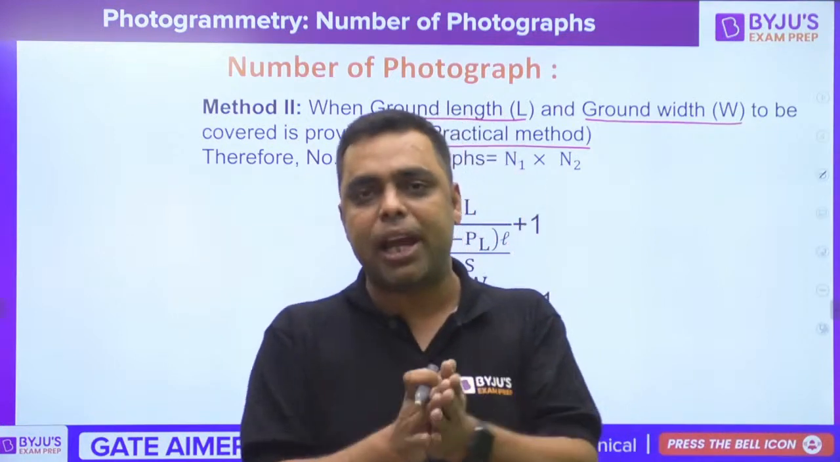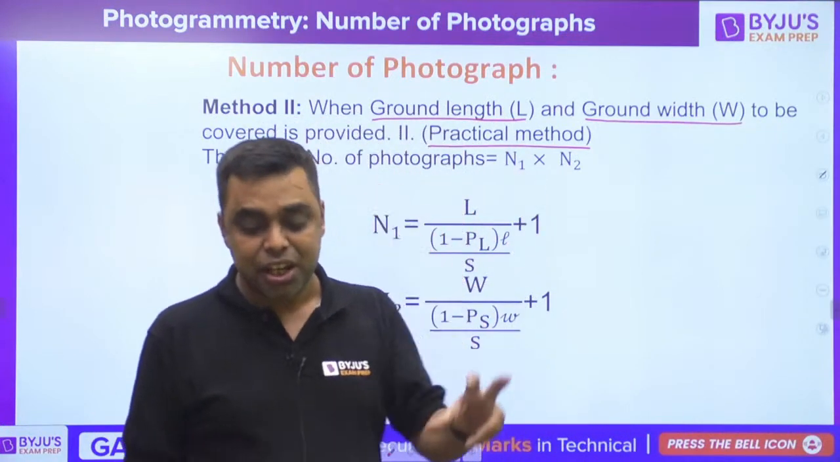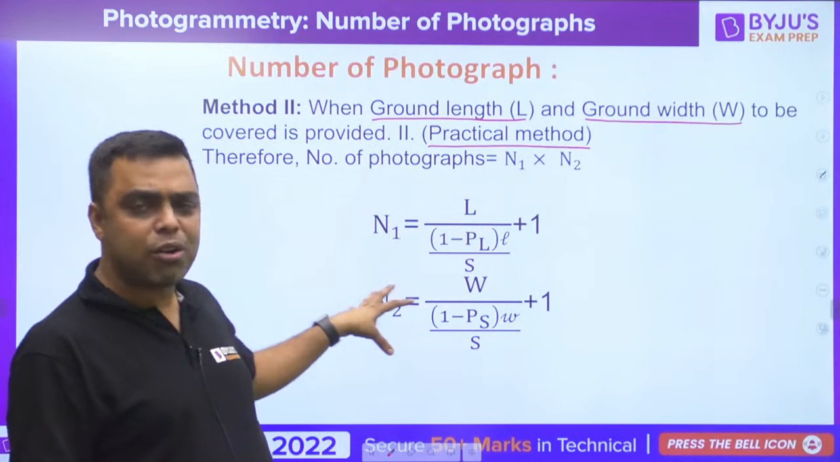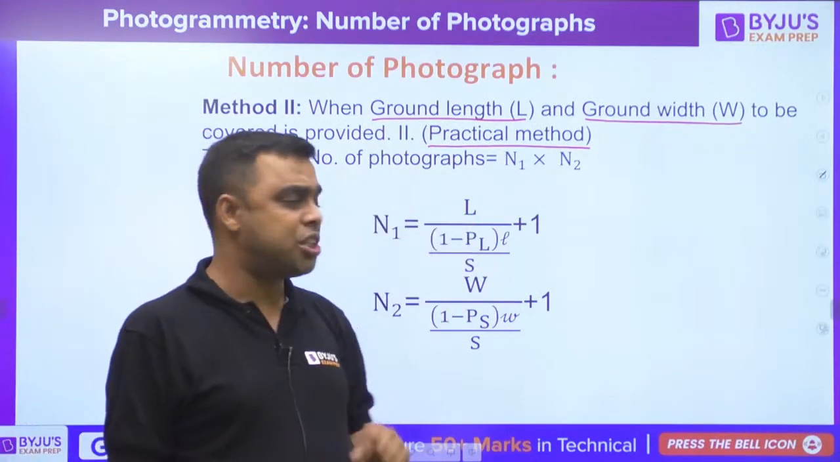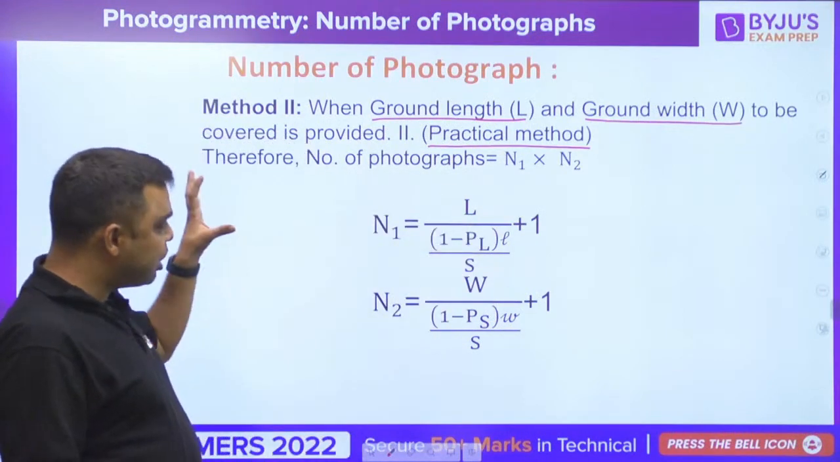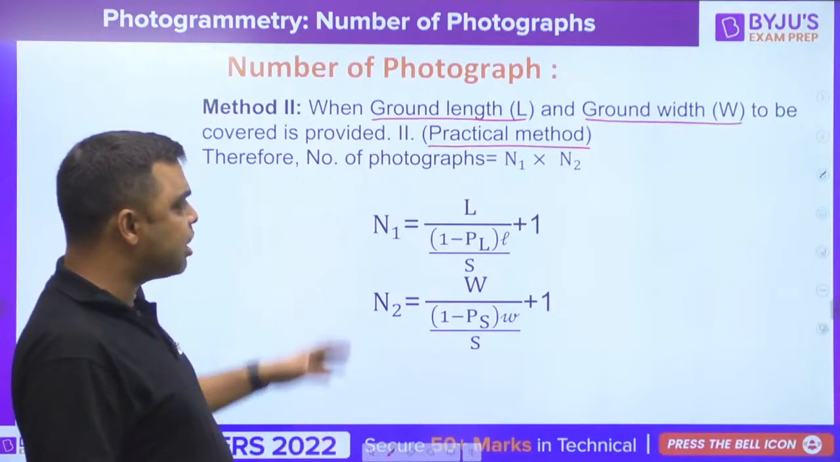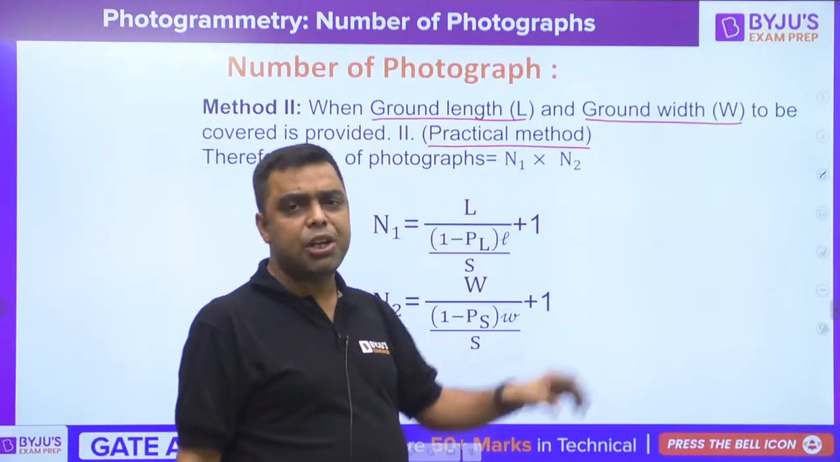Guys, there is a point behind it, so just have patience and trust me, when I'll be solving the questions, I can show you practically what is happening. So guys, what is the analogy over here? The number of photographs is equal to N1 into N2.